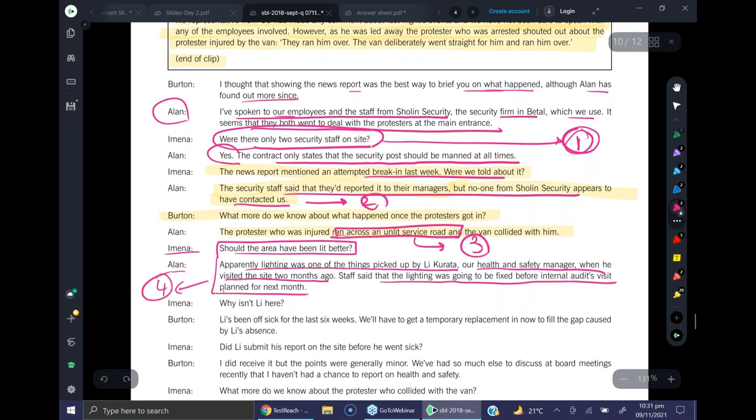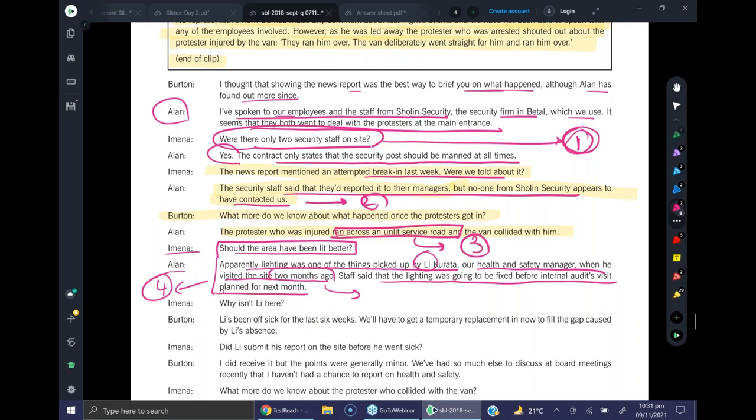The lighting was picked up by Lee, health and safety manager, 2 months ago as well. So this means that it wasn't fixed for 2 months, and why wait for internal audits visit? It's a regular operational thing. You need to fix it. 2 months is a very long period to have proper lighting on the service road where the accidents can happen.